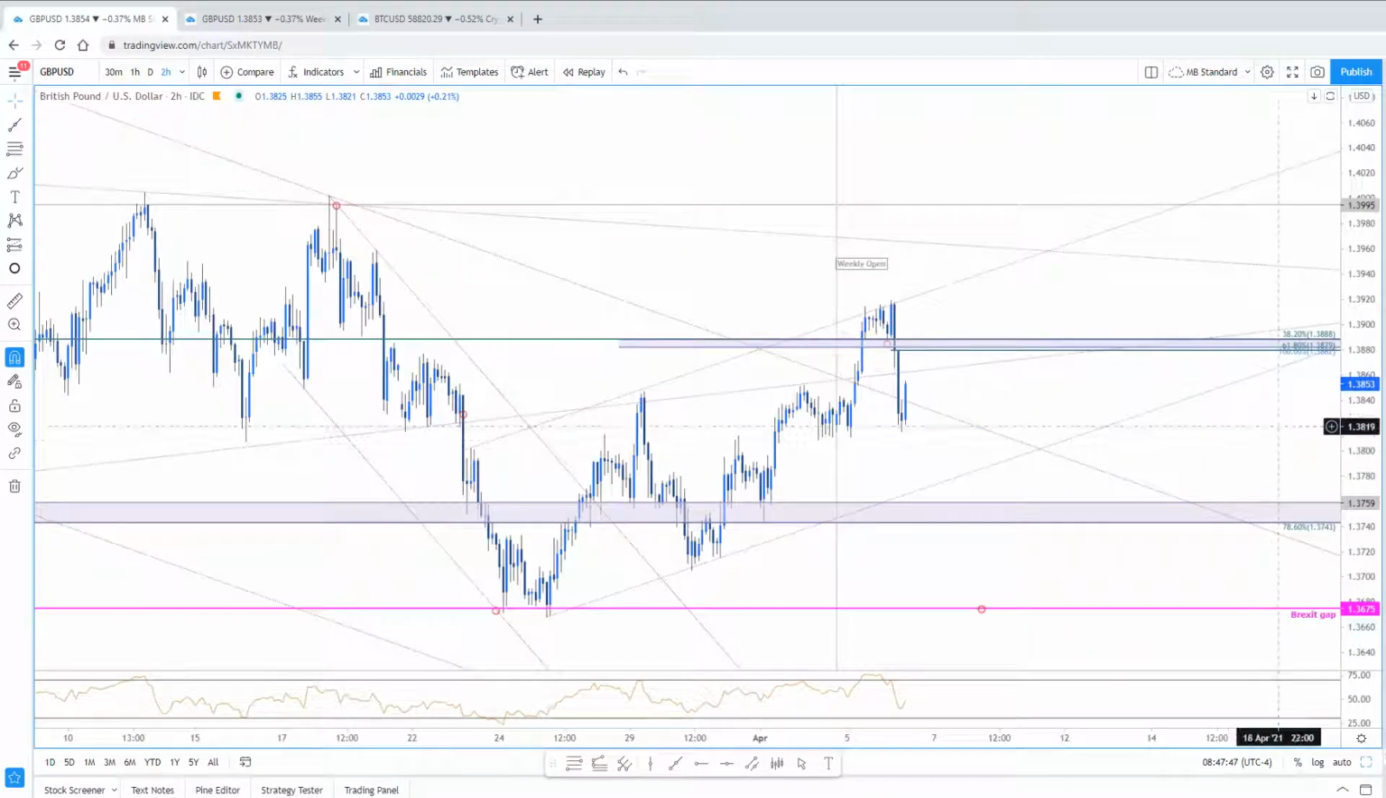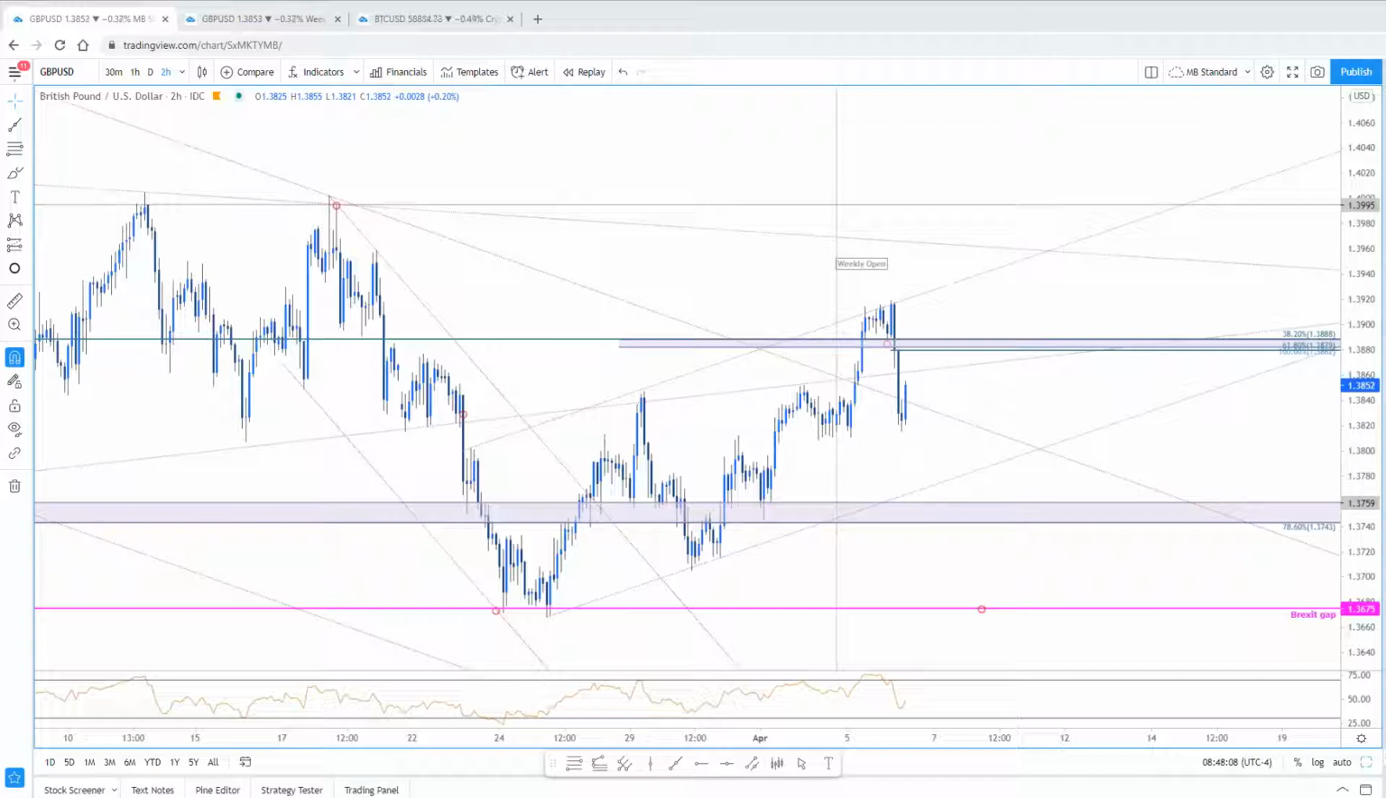Questions on the British pound? Again, we're clear on data here until next week. GDP numbers come out on the 13th. All right, that is sterling for April 6th.